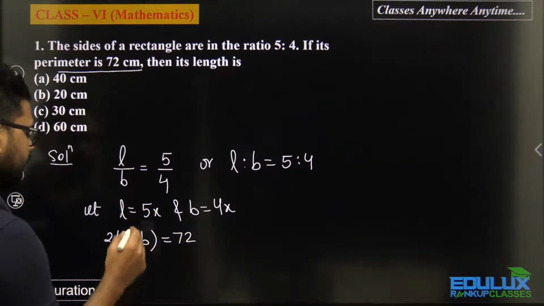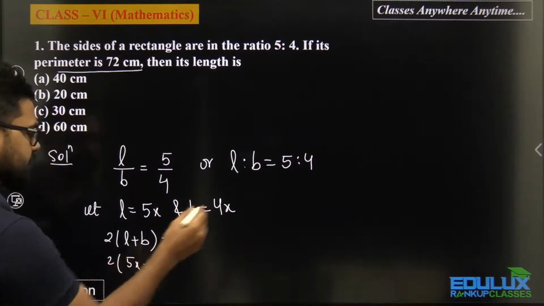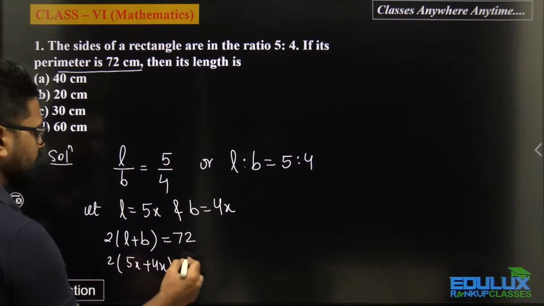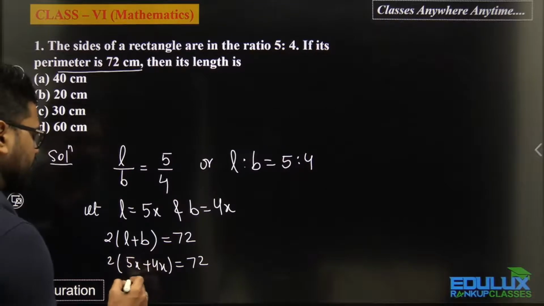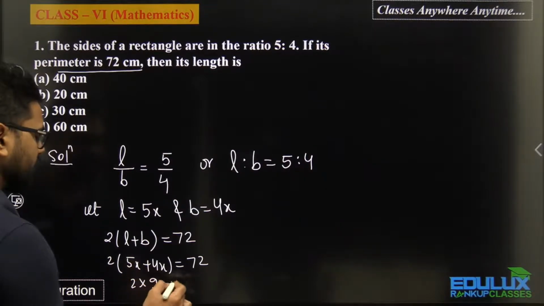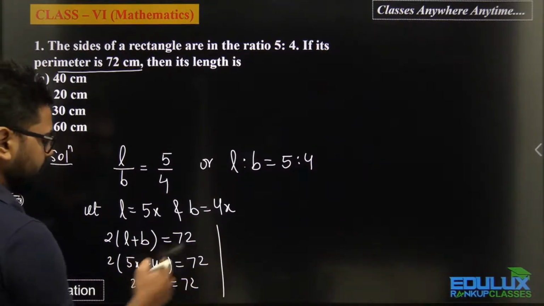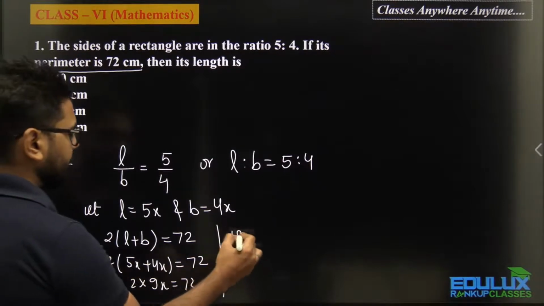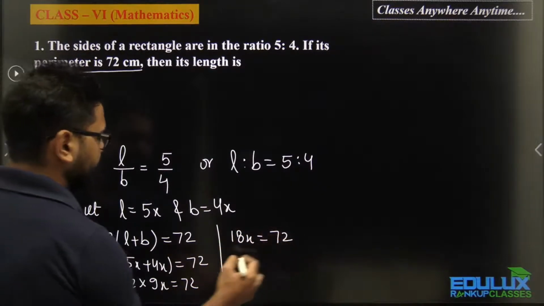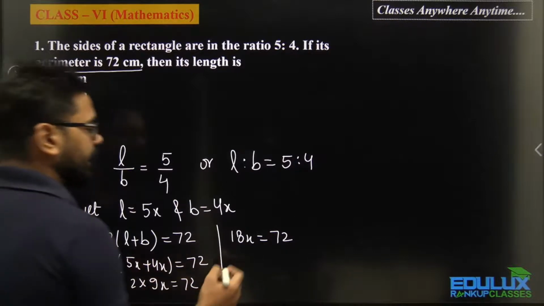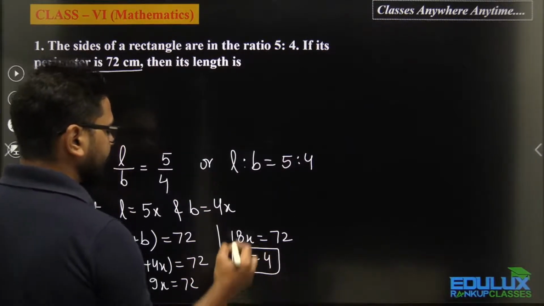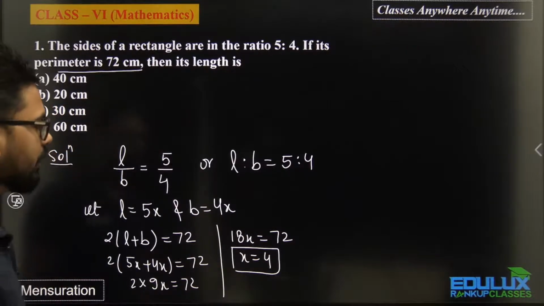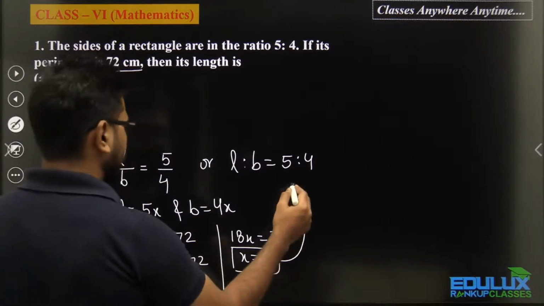So we will be getting 2 times (5x plus 4x) is equal to 72, and 5 plus 4 is 9. So 2 times 9x is equal to 72. On solving further, 9 times 2 is 18. So 18x is equal to 72. On dividing both sides by 18, I can write x is equal to 4. X is equal to 4 and now we can put this value of x in here.